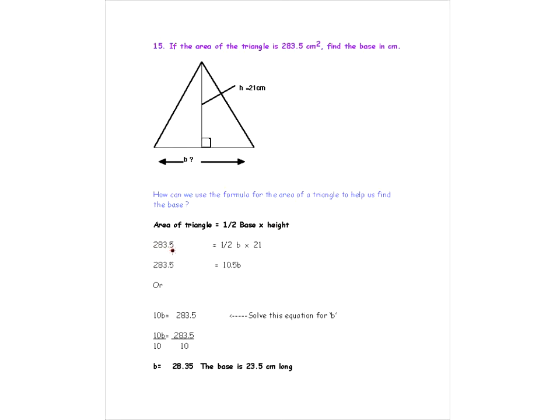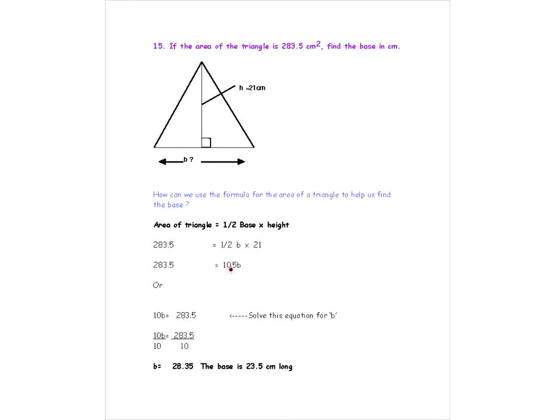We know the area, it's this amount, so we write it underneath the area of triangle. 1/2 b, we'll call it, times 21. We know the height. So we have 283.5 equals 1/2 b times 21. We do the math, 1/2 b times 21 is going to give us 10.5 b equals this amount. Now we have an equation. We want to get just b, so we're going to have to divide both sides by 10.5, right?